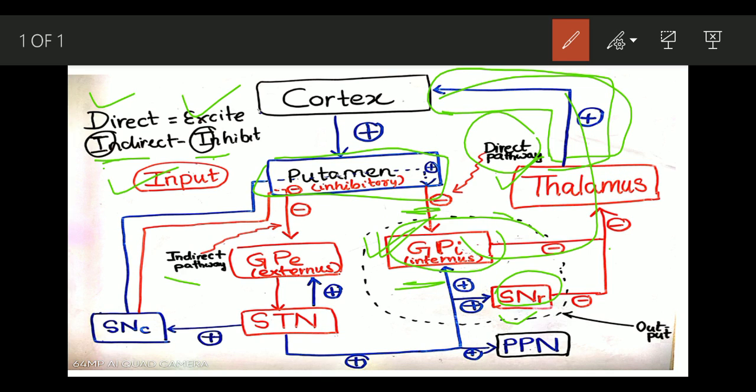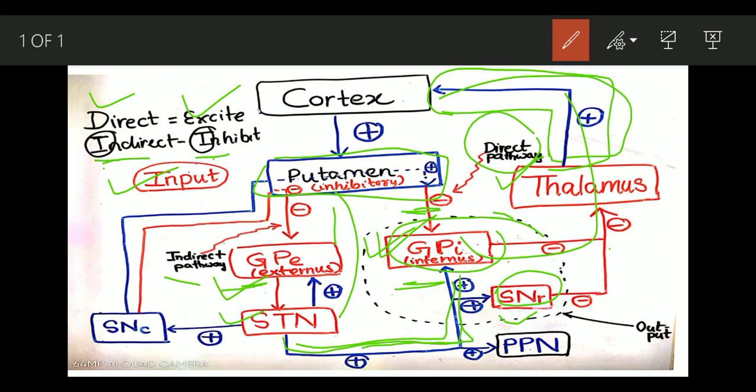Now let us look at the other part. Always remember the output of the putamen will be inhibitory. So putamen will inhibit this globus pallidus externus, which was inhibiting the subthalamic nucleus. So the net result of the putamen will be stimulation of the subthalamic nucleus, because the globus pallidus externus was inhibiting the subthalamic nucleus, and you inhibited the globus pallidus externus. So the subthalamic nucleus will stimulate the globus pallidus internus, leading to inhibition of the thalamus. So the thalamus gets inhibited by this subthalamic nucleus. So the indirect pathway is inhibitory.